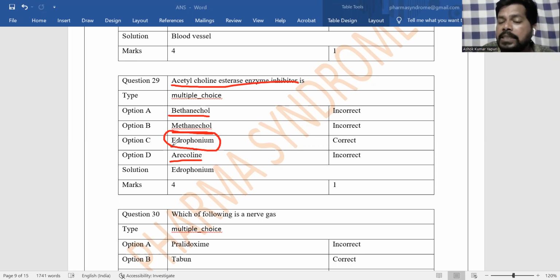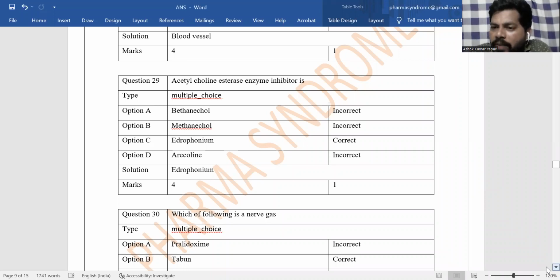And here edrophonium is an acetylcholinesterase enzyme inhibitor. Edrophonium is a diagnostic agent for myasthenia gravis. To diagnose myasthenia gravis, edrophonium is used as a diagnostic agent because of its fast onset of action and less duration of action.